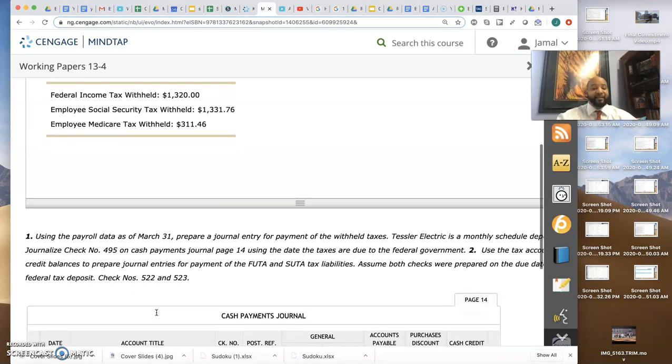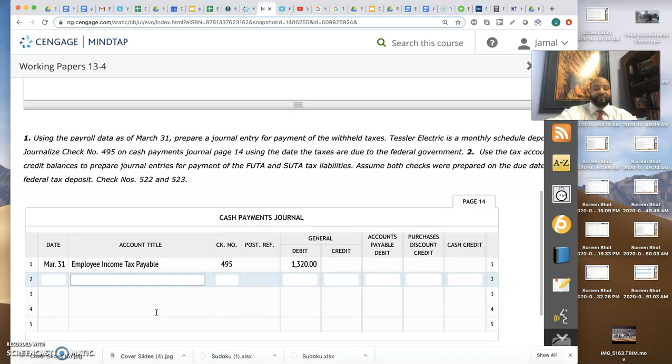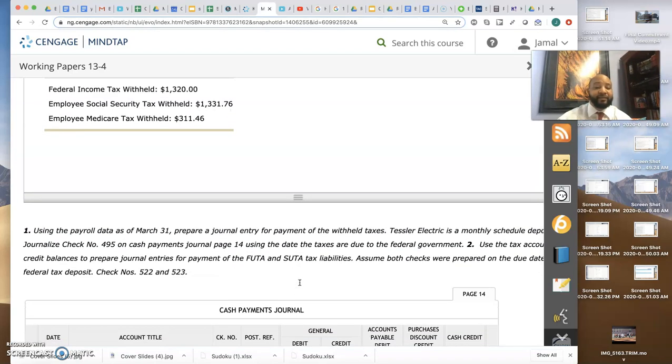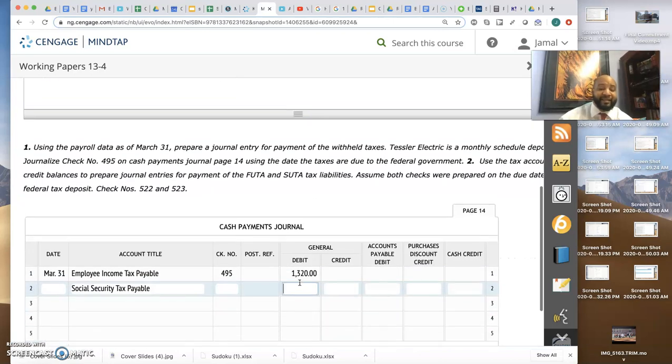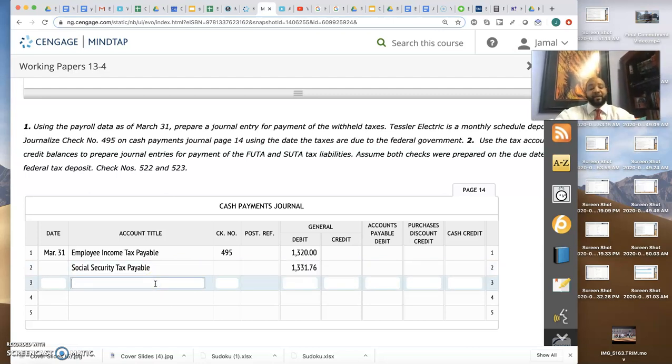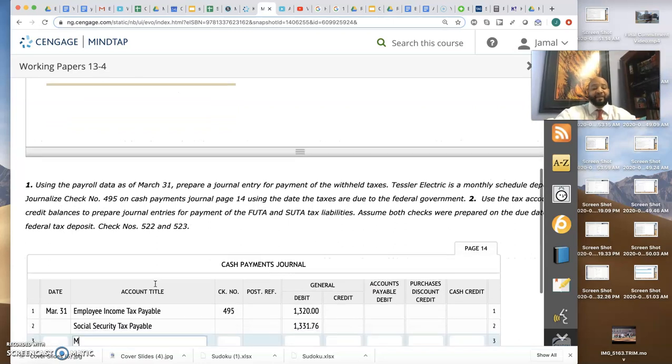And after our employee, we got our Social Security tax payable. Typing's horrible. And that is going to be for whatever the amount is. What is that amount? 1331.76. And then we have our Medicare tax payable.